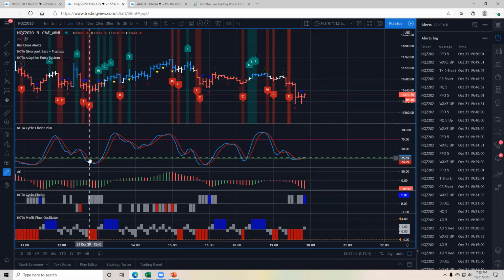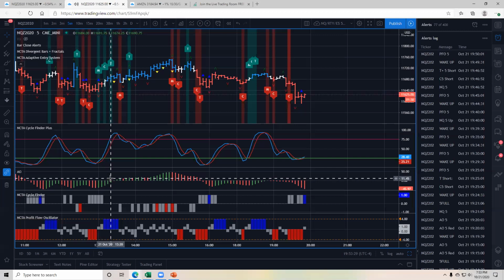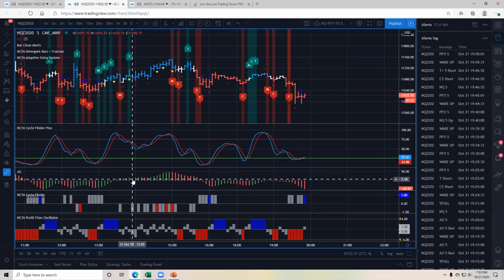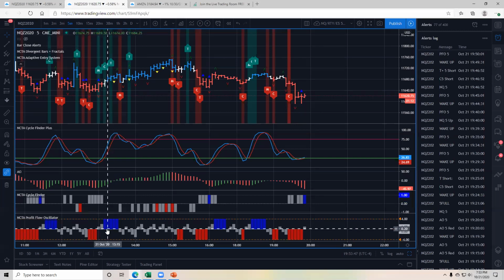And then below that is the Cycle Finder Plus, which is part of what we use for our daily crosses that Mark mentioned that I announce each morning at 9:30. When we cross up, we're long on an option. And then when we cross down, we're short on an option, and that's based on a daily chart. So those are holding positions a little bit longer. And then the AO, which is not a New Cycle Trading indicator, it's the awesome oscillator. And then below that is the cycle finder, which is part of the profit flow analytics. And then below that is the profit flow oscillator.